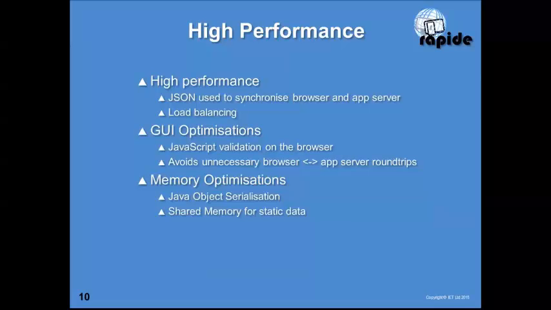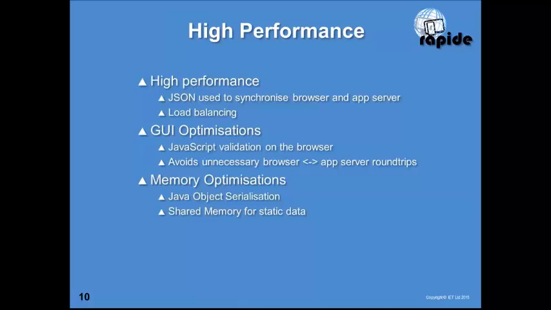So imagine you've got a page with a lot of data on it, and the user presses a button. We're not sending the whole page back, we're just sending the status that that button's been pressed, or the changed content of a field. So the interaction, the responsiveness of the application as a result of that is very good. You can also use load balancing with a Rapide application. If you need to support thousands of users, you can use load balanced application servers.